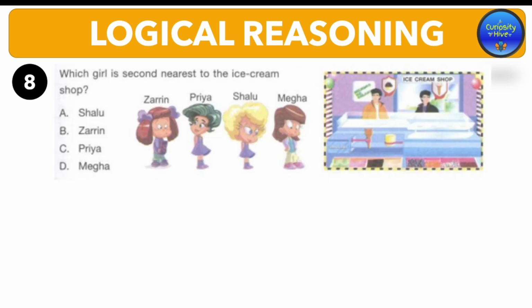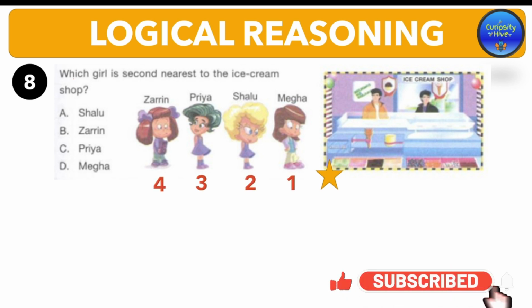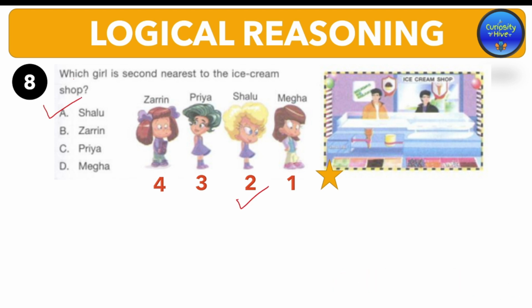Next question. Which girl is second nearest to the ice cream shop? This is an easy one. For this, you start from the ice cream shop and start numbering 1, 2, 3, 4. So the second position is Shalu. So your answer is option A.